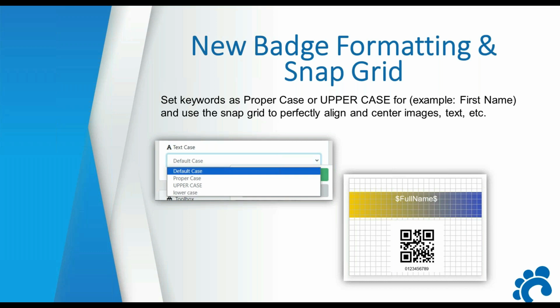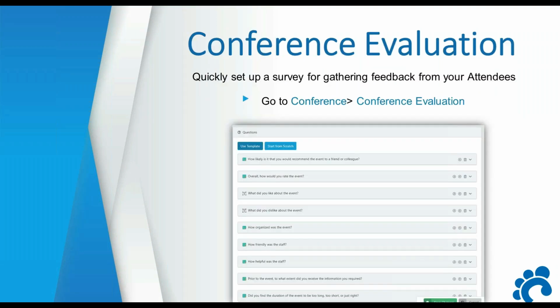Now we also added a snap grid, and this is so you can perfectly align and center your images, your keywords, text, things like that. So just another functionality to help you make your badge more professional. This was added, I think, just a month or two ago.